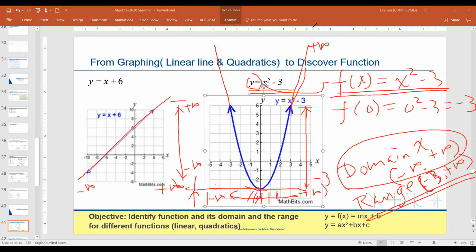If they don't describe a limitation on x, then y is pretty broad, because this linear line crosses from the lowest, negative infinity, to the positive infinity. That's a pretty broad range, and x is the same. But for the parabola, the quadratic, it's different. If the mouth opens up, it has a minimum value. When the mouth opens down, it has a maximum value. So the range has a limitation now.